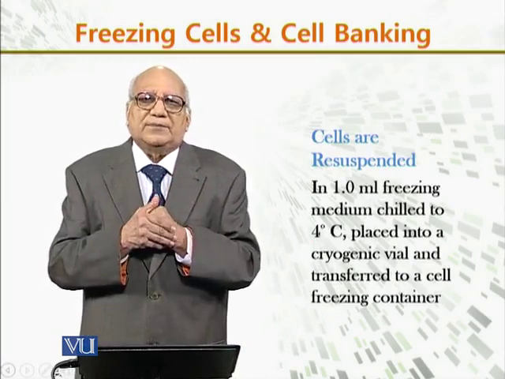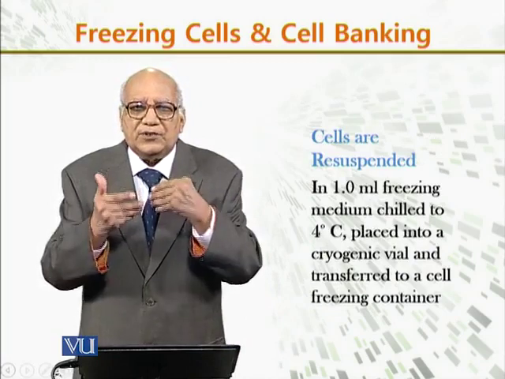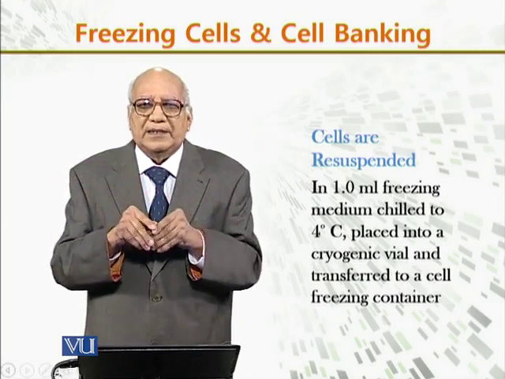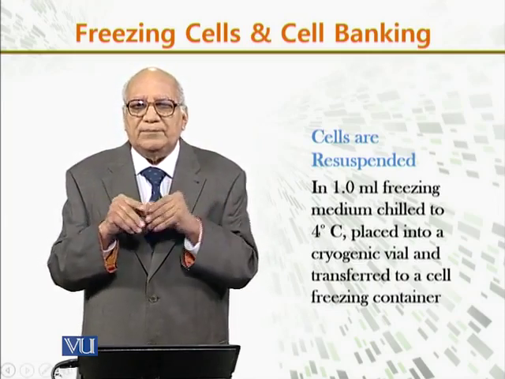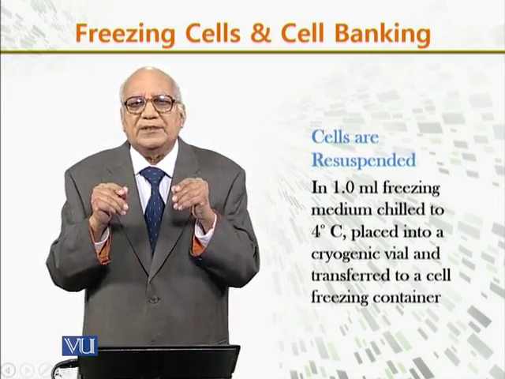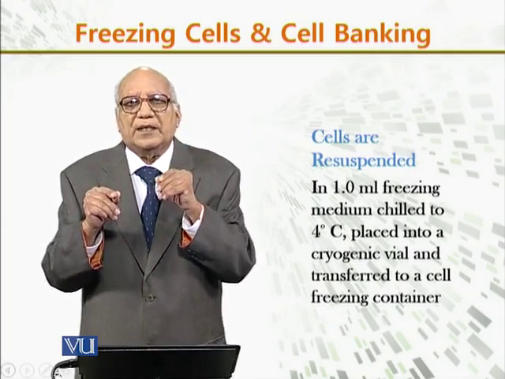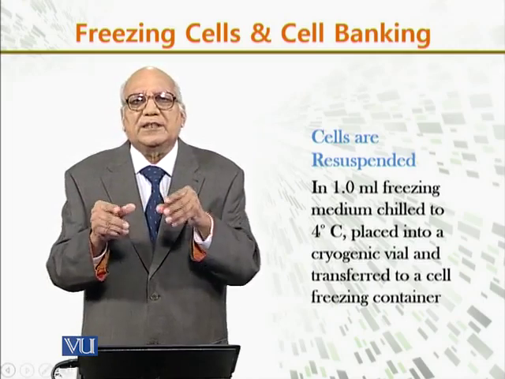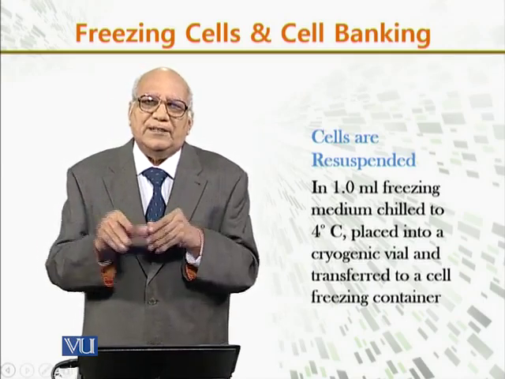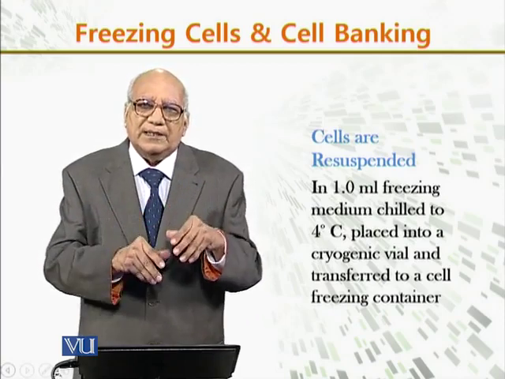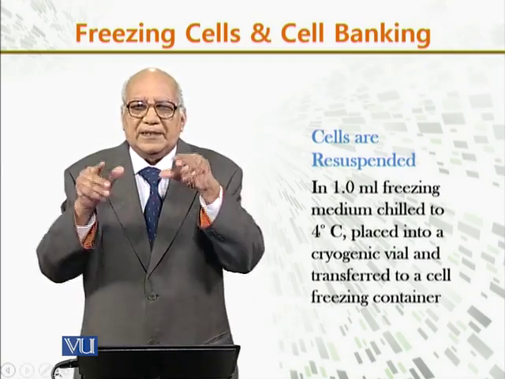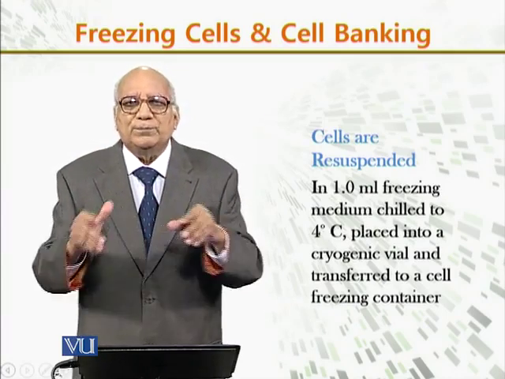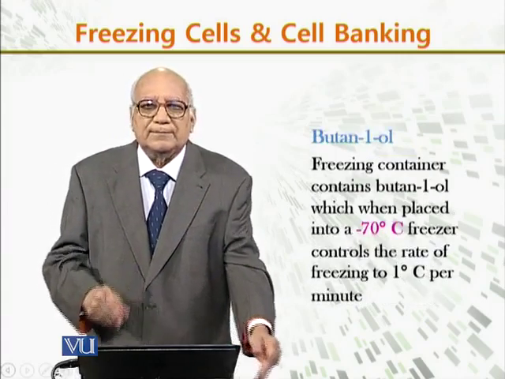Now, after we get the pellet, these cells are resuspended in 1 mL freezing medium, chilled to 4 degrees centigrade, placed into a cryogenic vial, and transferred to a cell freezing container. That is, we have a cell freezing container, and that vial is transferred into that container to make a bank of the cells.